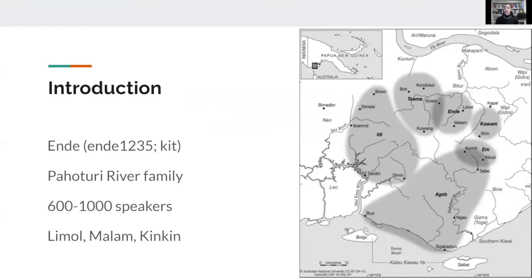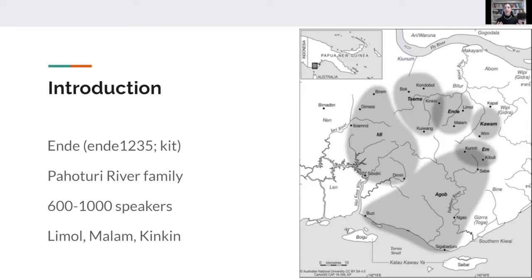So the Ende language is part of the Papuan River language family with 5 other language varieties, as you can see on this map. The map shows villages in the area which are primarily composed of speakers of one of the Papuan River languages. Of course, this area is highly multilingual.